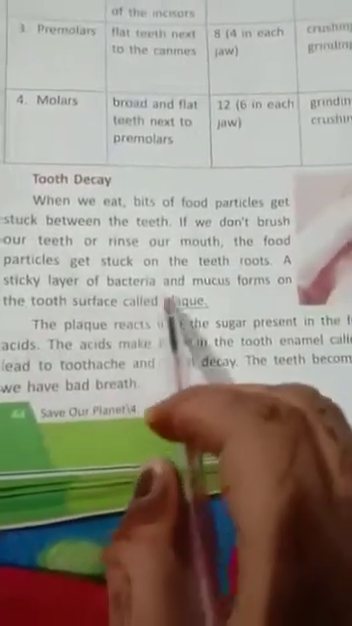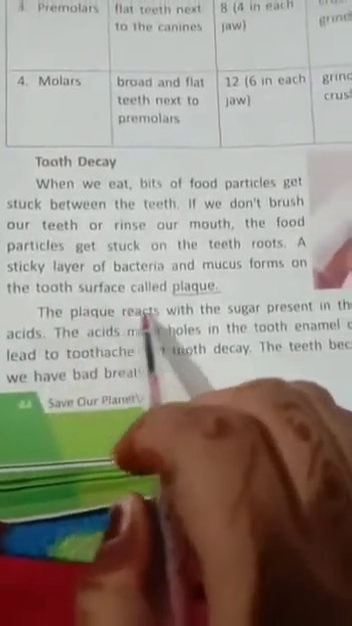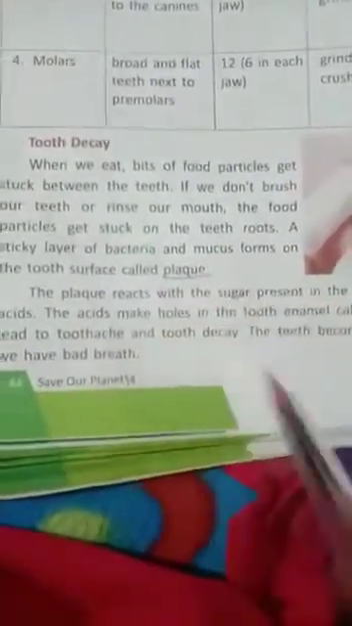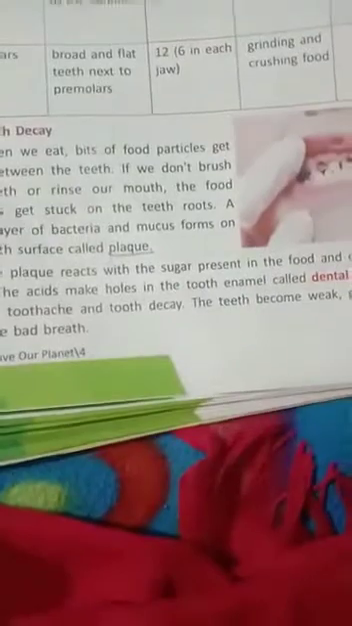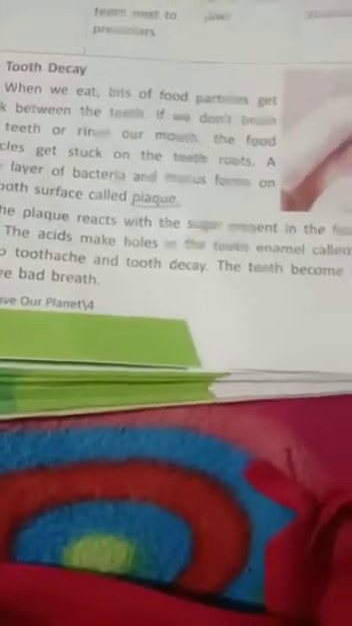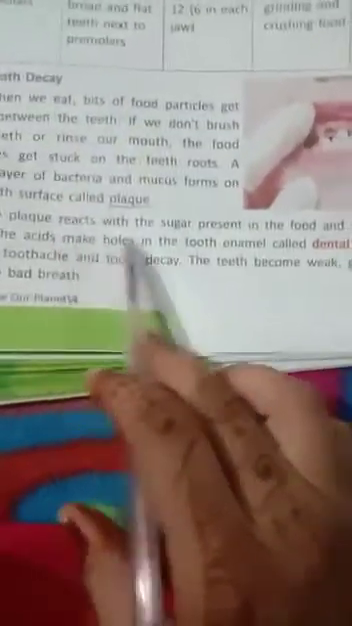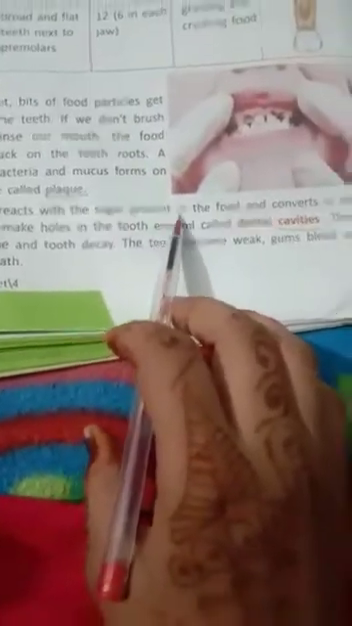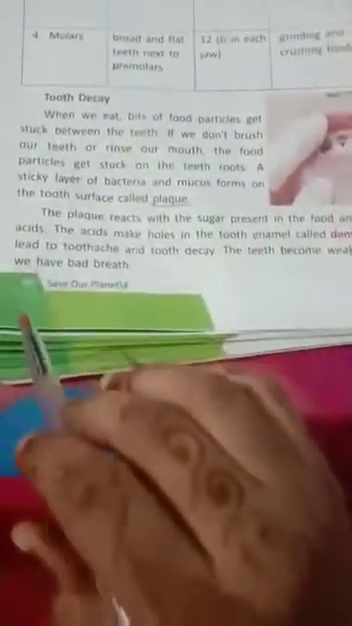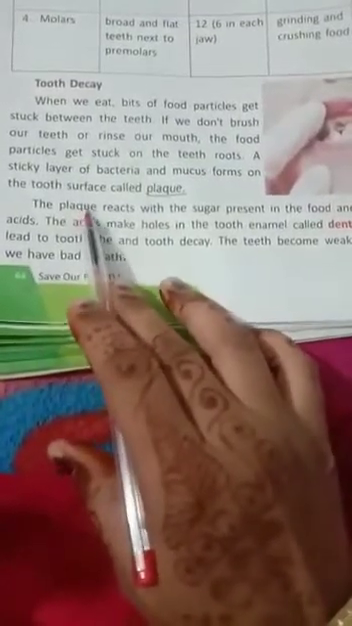A sticky layer of bacteria and mucus forms on the tooth surface, called plaque. Children, the yellowish layer you see on your teeth is called plaque. Plaque reacts with sugar present in the food. Whenever you do not rinse your mouth and eat food again, firstly particles are left inside your teeth, and when you eat food again, the sugar present in the food converts into acid and reacts with the plaque, the yellowish part on our teeth.